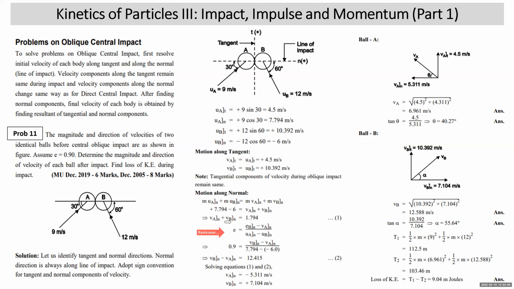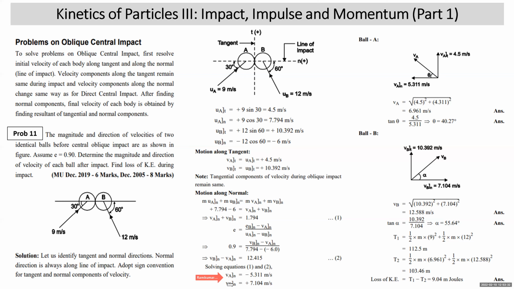Coefficient of restitution formula: e equals VBN minus VAN upon UAN minus UBN. It is VBN actually. e is 0.9. So VBN minus VAN is equal to 0.9 times UAN plus 7.794, with UBN minus 6 substituted. Cross multiply, and you get VBN minus VAN. Solving equations 1 and 2, you get VAN as minus 5.311 and VBN as plus 7.104.